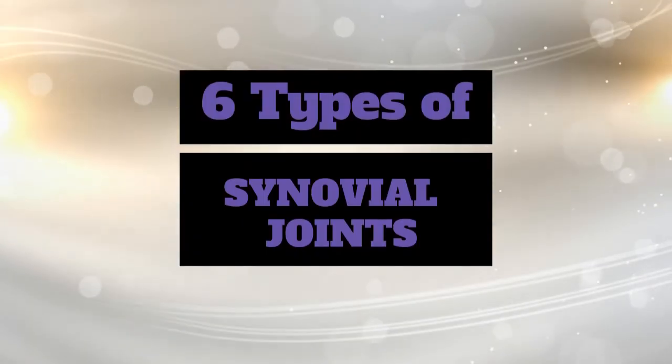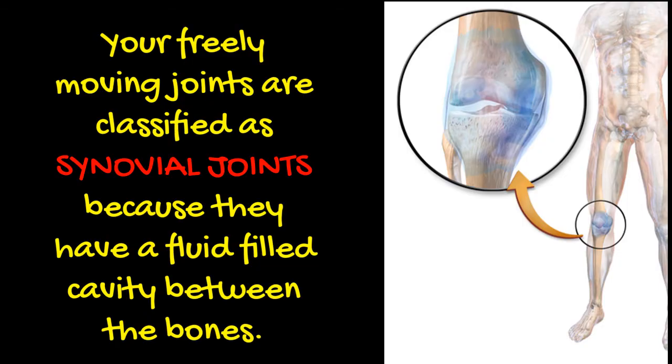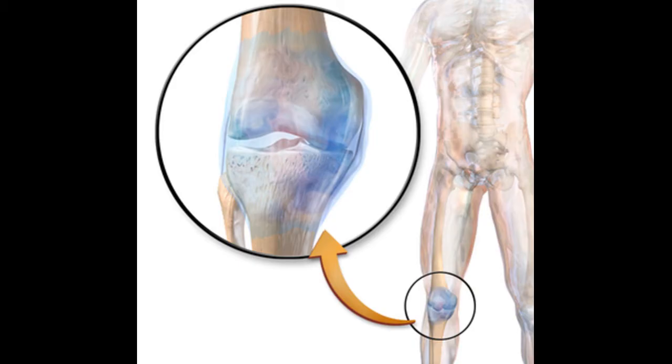Hello students, today's video lecture is on the 6 types of synovial joints. First, let's remember what a synovial joint is. All your freely moving joints are classified as synovial joints because they have a fluid-filled space between the two moving bones. Now the knee is pictured here, but synovial joints include all your other moving joints like your elbow, your shoulder, your hip, your ankle, your wrist, your fingers, your jaw, your neck. All of those are classified as synovial joints.